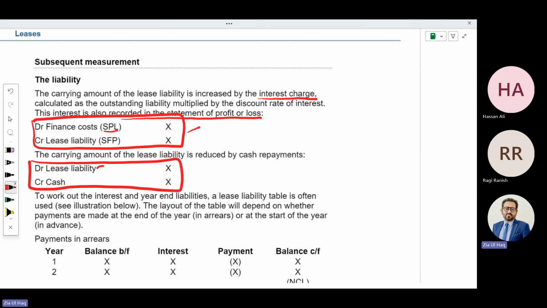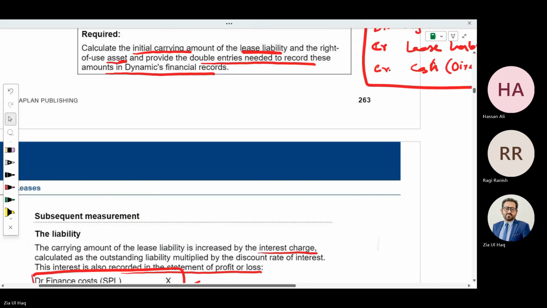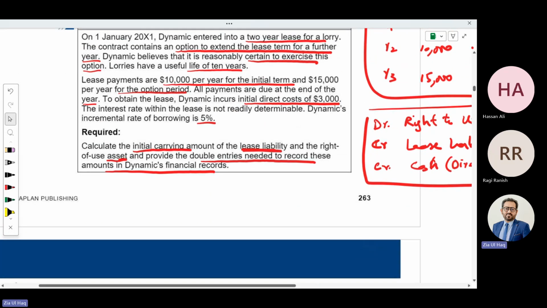See here. Using this question, how will we record the lease every year? For the asset, we have done it. How will we record the lease every year? So we need to make 4 columns: balance, plus interest, minus payment, and then remaining balance.